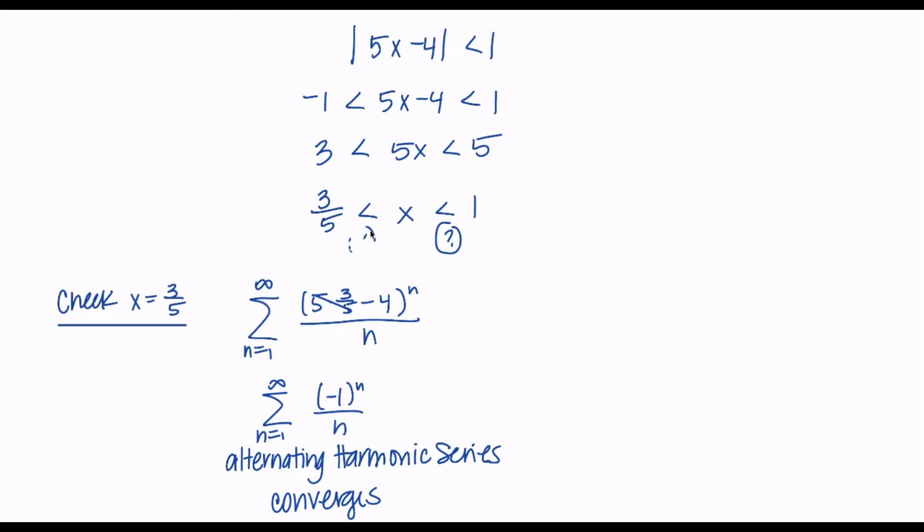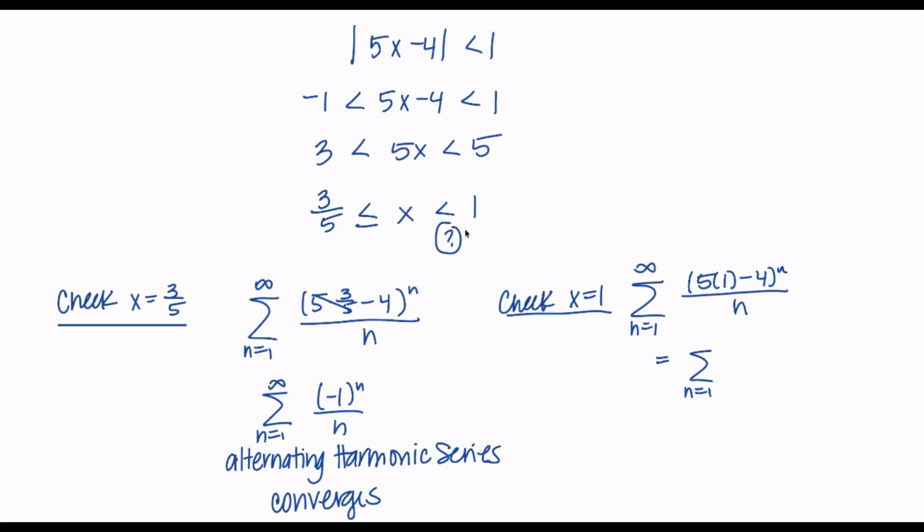So we can come back up here and we can now say that this is less than or equal to, because 3/5 is included. And then we have to go ahead and do the same thing and check x equals 1. So if we check x equals 1 in the original power series, we're going to have the sum of n equals 1 to infinity, and we're going to have 5 times 1 minus 4 to the n over n. And 5 minus 4 is 1. 1 to the n is 1. So we end up with just the harmonic series, n equals 1 to infinity of 1 over n.